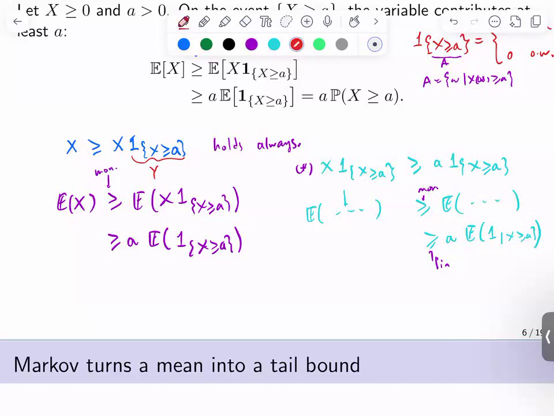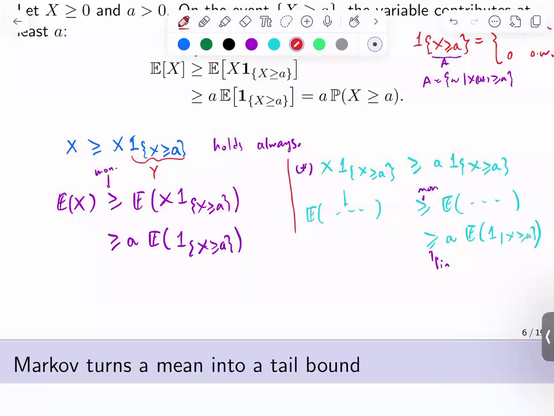So intuitively, what I'm doing here is valid because you can see intuitively that under this indicator, this is going to be bigger than or equal to A always. So I can replace it with something which is smaller, and this comes out. Whenever this indicator is active, this is going to be at least A by assumption, so this comes out. Once you get comfortable, you don't have to write this little argument here.